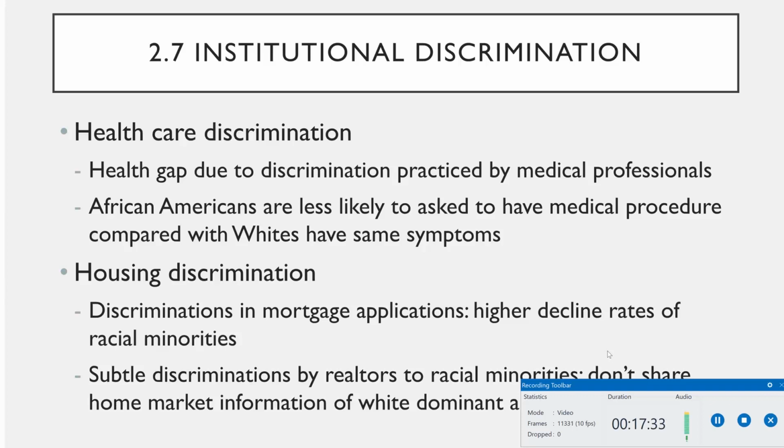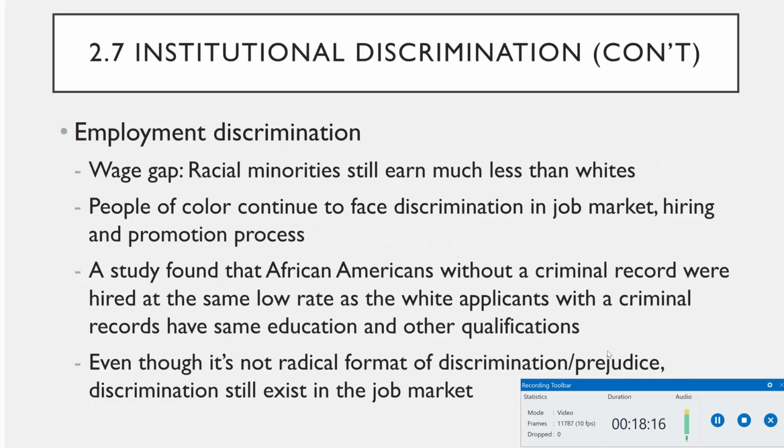And also there is housing discrimination. This is not a very vivid format of discrimination, but it happens in mortgage applications. African Americans have higher decline rates on housing or mortgage applications compared with whites. And there is also subtle discrimination by realtors, who tend not to share information about housing in white neighborhoods, because white neighborhoods don't want to have Black, Hispanic, or Asian residents. It is not a very big or vivid format, but there are subtle discriminations in the real US.